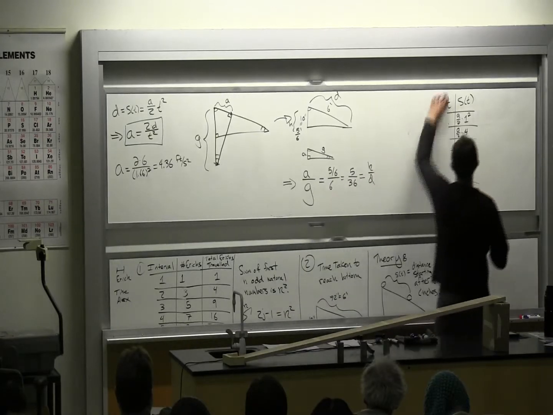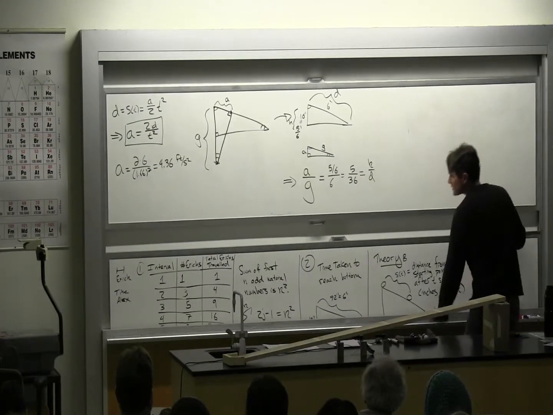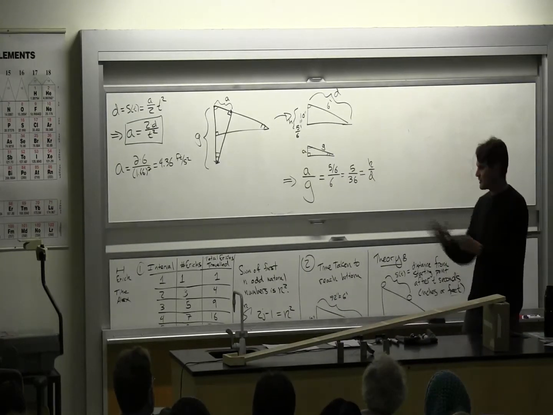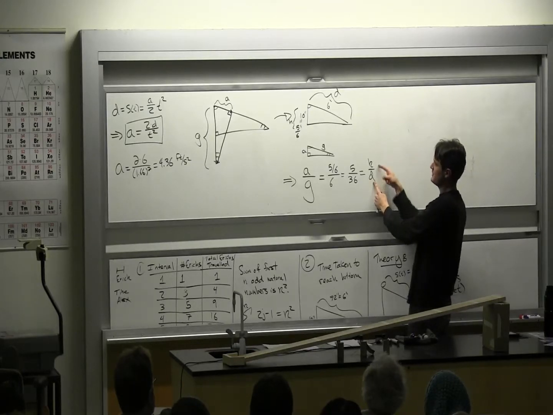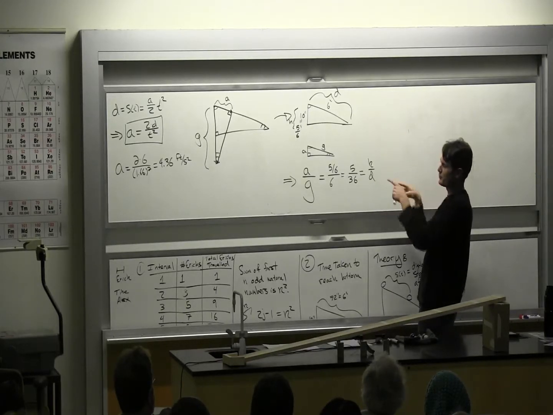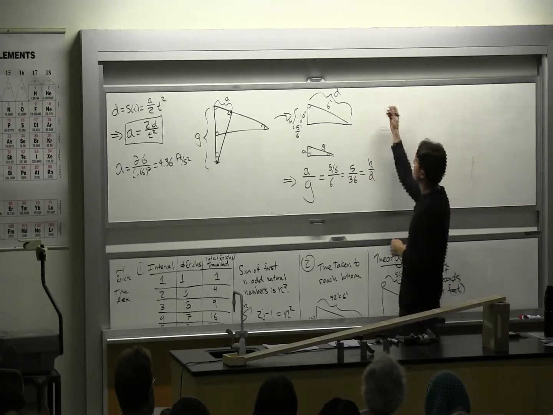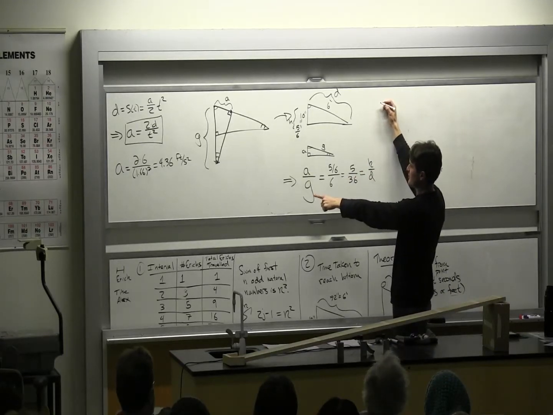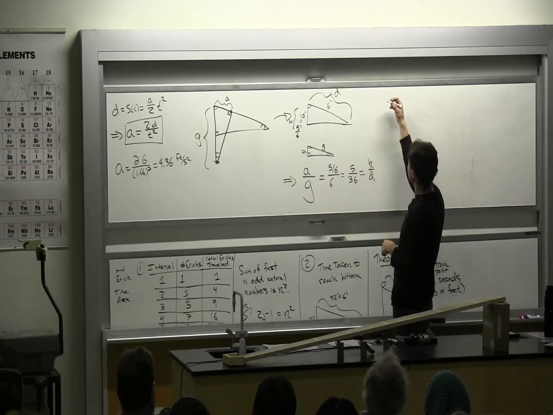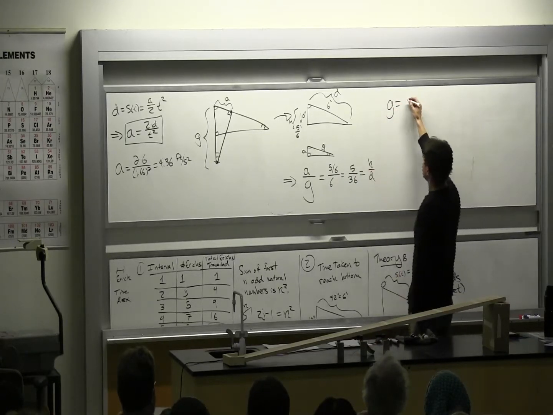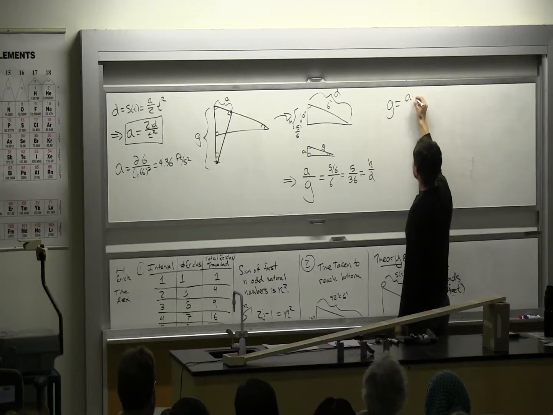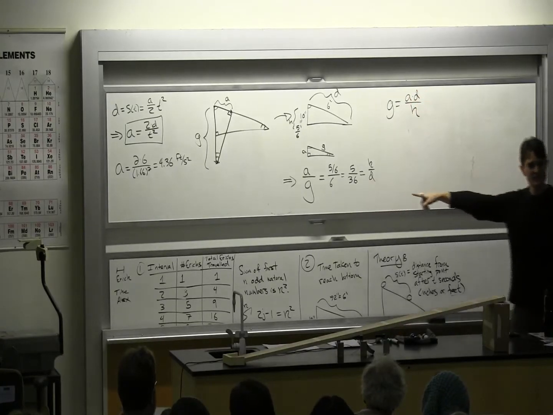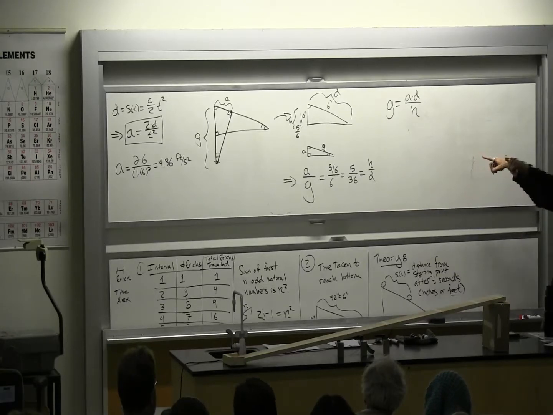Okay, so in my last few minutes here, let's solve for g. At first I'm going to do it in terms of d and h because I want a general formula, and then I'll plug these numbers in. If I solve for g, I cross multiply and you get that g is equal to a times d divided by h.